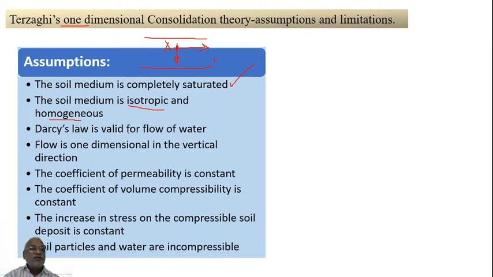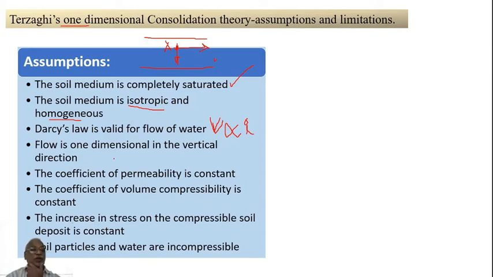Now Darcy's law is valid for flow of water. What is Darcy's law? We know that the velocity of flow V is proportional to the hydraulic gradient i, which is h by L. So this particular law is valid or applicable. That is the third assumption.